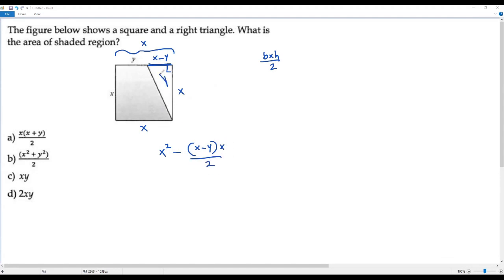When I subtract the area of this right triangle from the area of the square, it gives the area of the shaded region. So this expression gives the area of the shaded region. So that is the required area. Let me write it over here. So the required area, that is the area of the shaded region, is the expression we have over here.